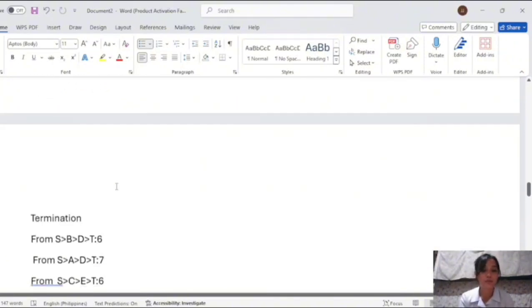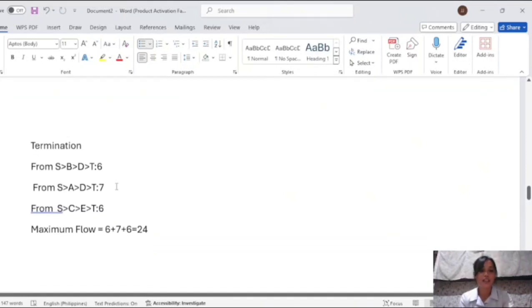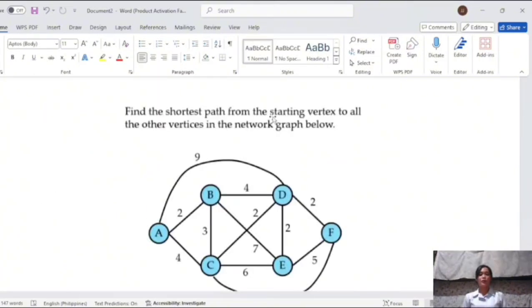So, the paths are from S to B to D to T, which is 6, from S to A to D to T, which is 7, and from S to C to E to T, which is 6. So the maximum flow is 6 plus 7 plus 6, which is 24.